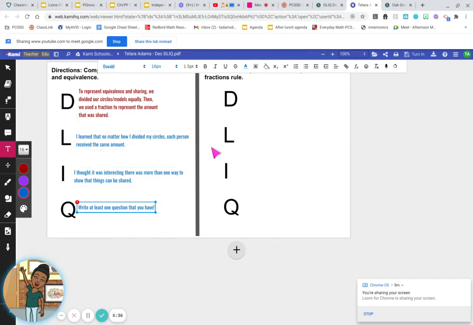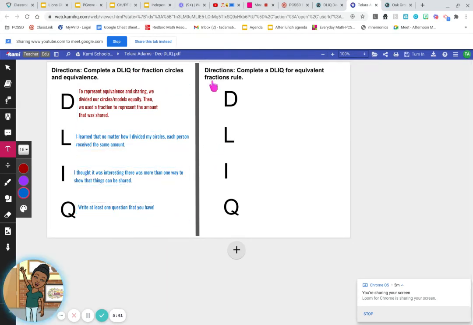Remember, we only completed this one side today. Once you're finished with this one side, just this one side, click Turn In. Let it load for Turn In a second time, and it will take you back to Schoology to submit this assignment. Remember, one side, we completed a DLIQ for fraction circles and equivalents.